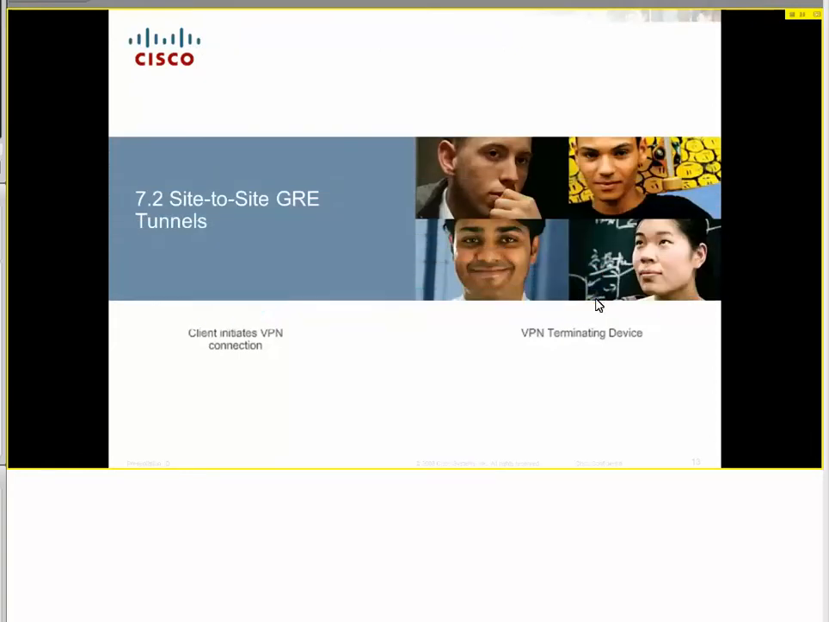So that's really all there is to VPNs. VPNs are actually very simple. Now we get into a little more of the tough stuff. We'll get into the configuring. The first thing we're going to do is talk about a simple, plain, vanilla tunnel called a GRE tunnel.